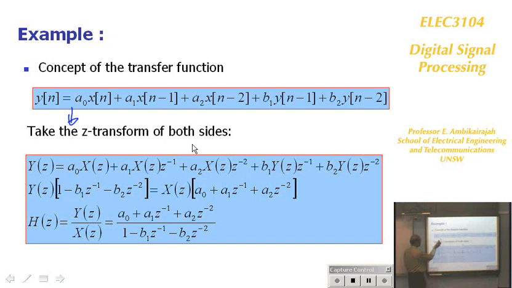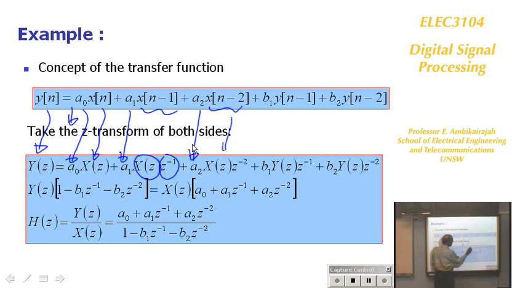Yn will become Yz, A naught will remain A naught, Xn will become Xz, A1 will remain A1. The z-transform of that is z to the minus 1 multiplied by Xz. Remember, we did that before. Then A2 will remain A2. This one will become z to the minus 2 multiplied by Xz. Then B1 will remain B1. Yn minus 1 becomes Yz times z to the minus 1. B2 will remain B2. Yn minus 2 becomes Yz times z to the minus 2.